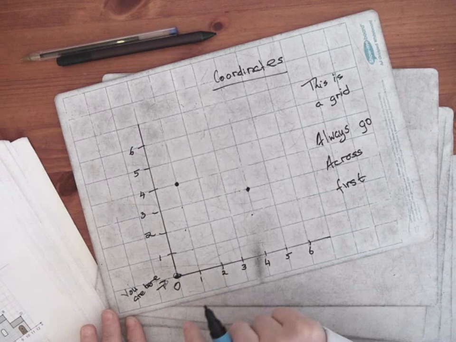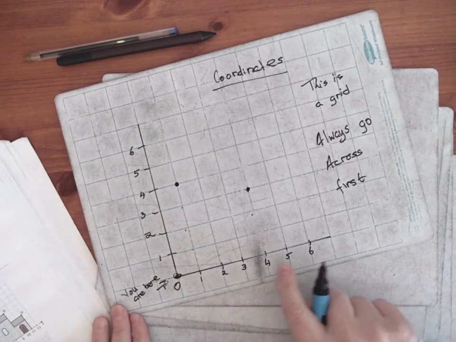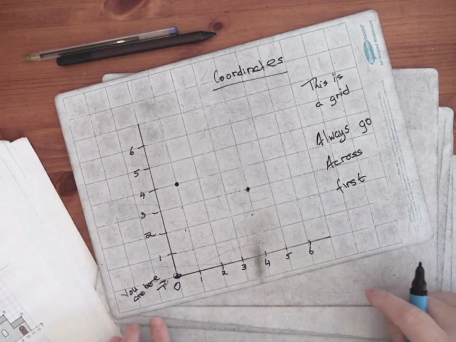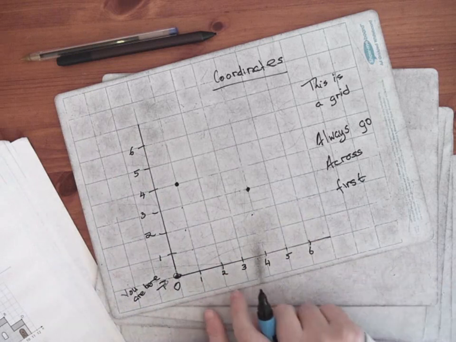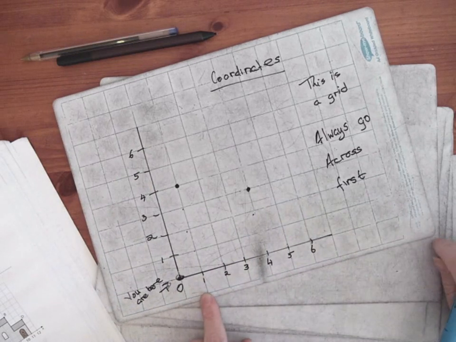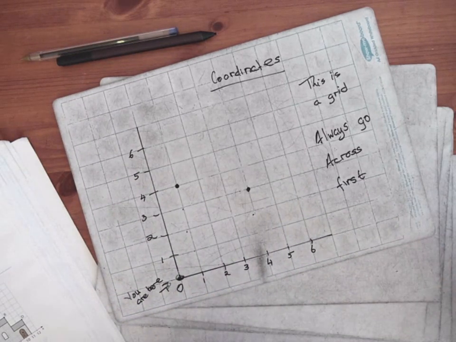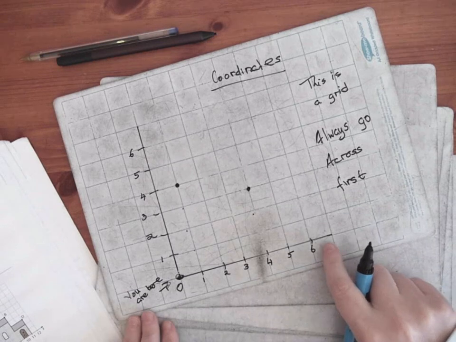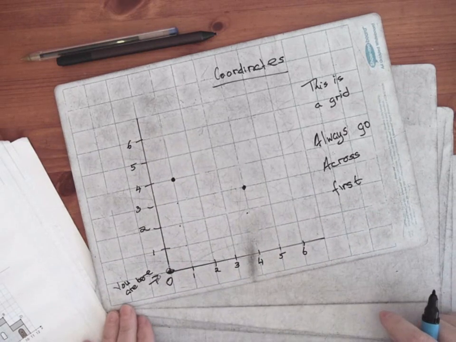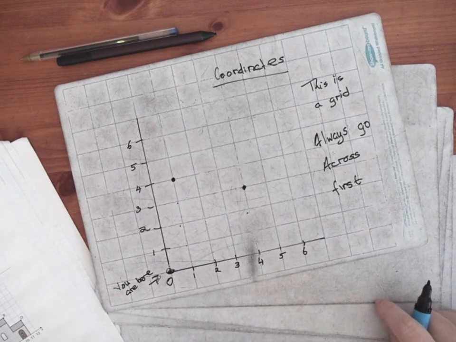So this is called a grid, and it's a number line going across and a number line going up. I've just done across to 6, but you can go across to 500 if you want. You can make your grid as big or as small as you need it to be. I just went across to 6 because that's the size of my board.